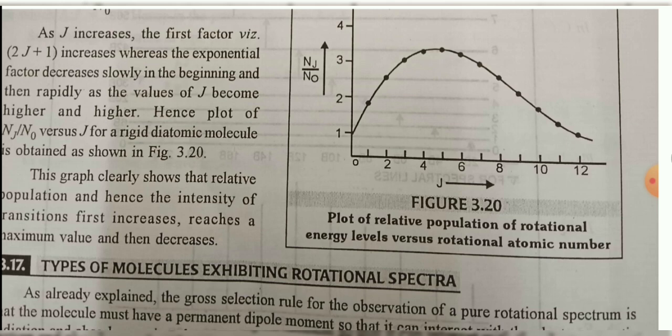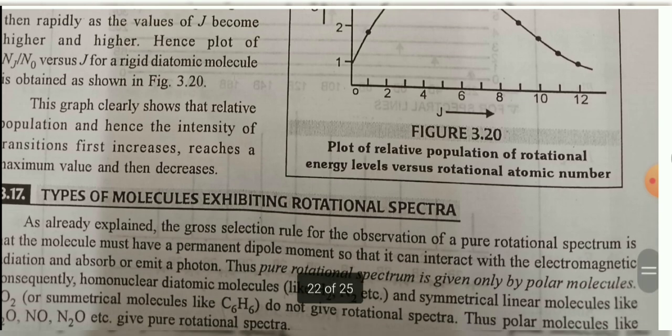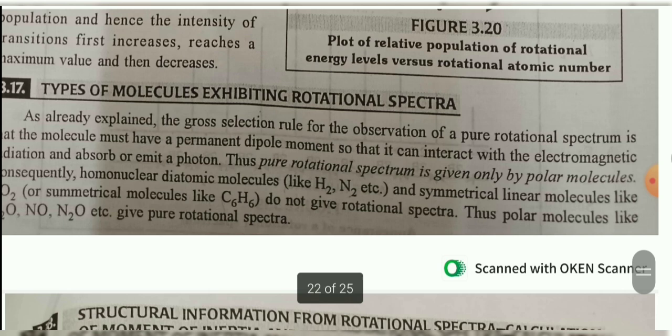Hence, the plot of Nj upon N naught versus J for a rigid diatomic molecule is obtained as shown in figure 3.20. This graph clearly shows the relative population, and hence the intensity of transition, first increases, reaches a maximum value and then decreases.